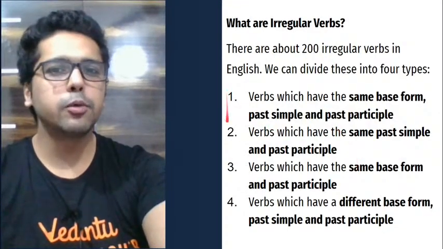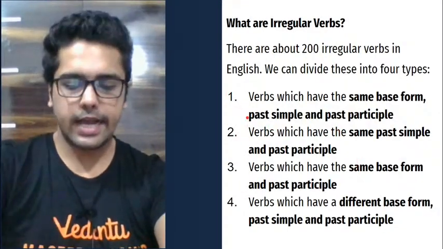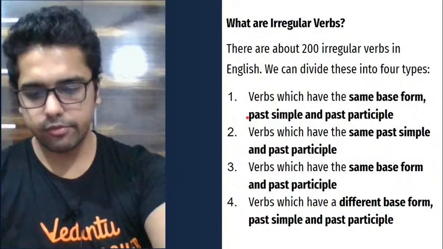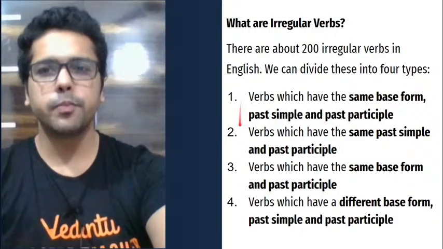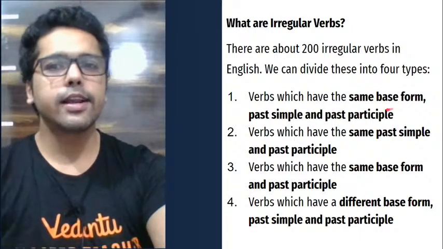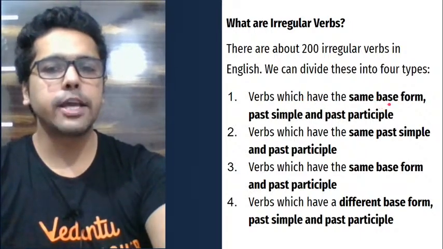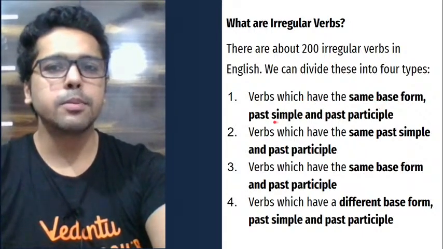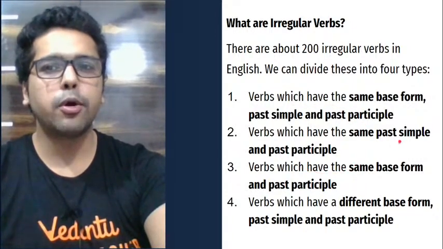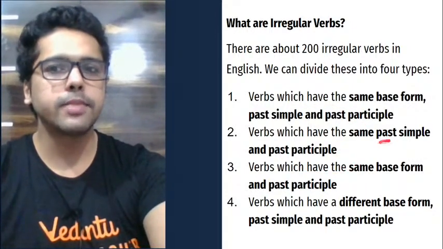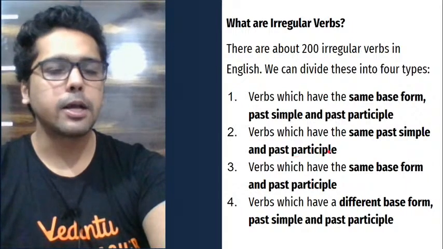So are we clear with group 1 and group 2? I have a question to all of you. Please confirm this in the chat. Are we all thorough with group 1 and group 2? Group 1 is where the base form, the simple past tense and the past participle all remain the same. Group 2 is where only V2 and V3 remain the same, that is the past tense and the past participle.